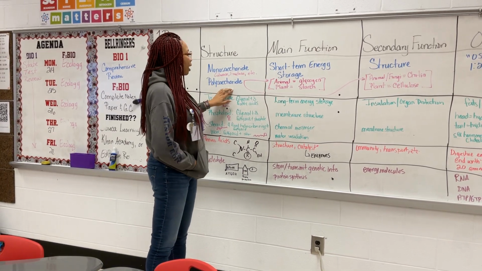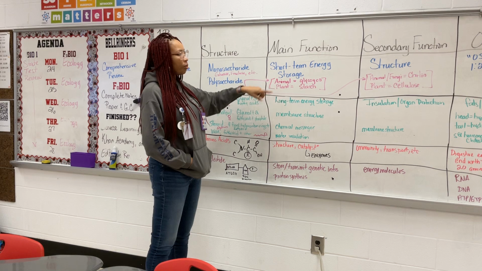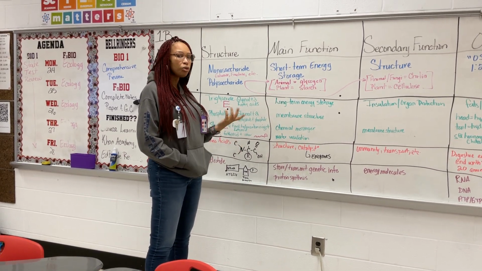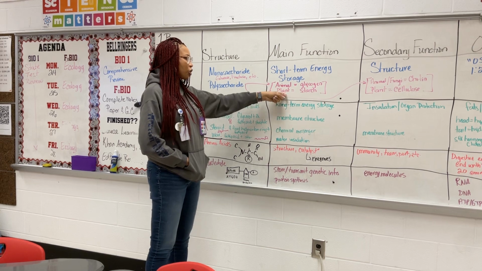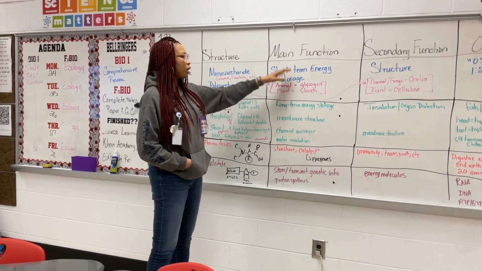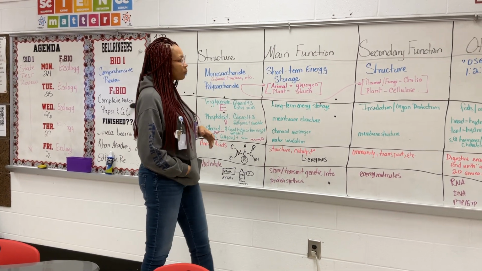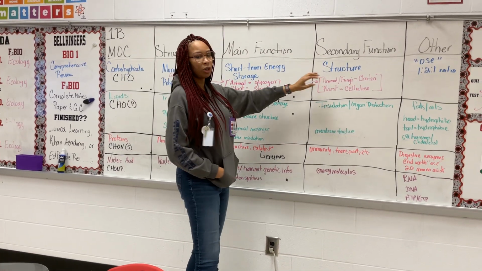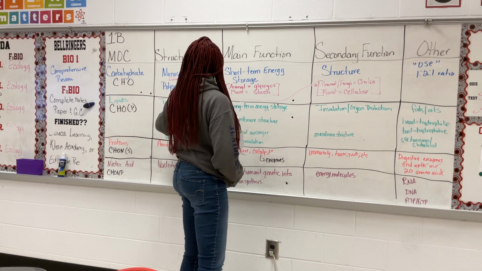Now, your polysaccharides that are used for storage in animals is going to be glycogen, and in plants it's going to be starch. So those potatoes, those are a starch. And they are a starch because they are storing glucose monomers. Your secondary function for a carbohydrate is going to be structure. Specifically, we look at the polysaccharides here.